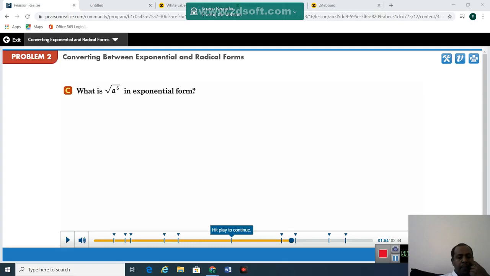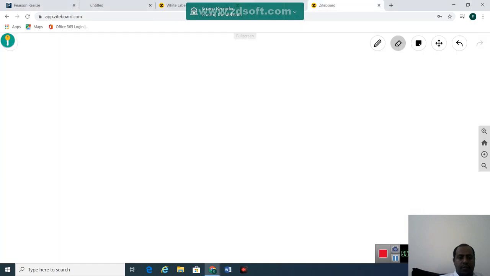Okay, problem 2, part C. What is the square root of a to the power of 5 in exponential form? This time, the radical expression is given. We need to change this to exponential form. So the square root of a to the power of 5. I need to change this to exponential form.